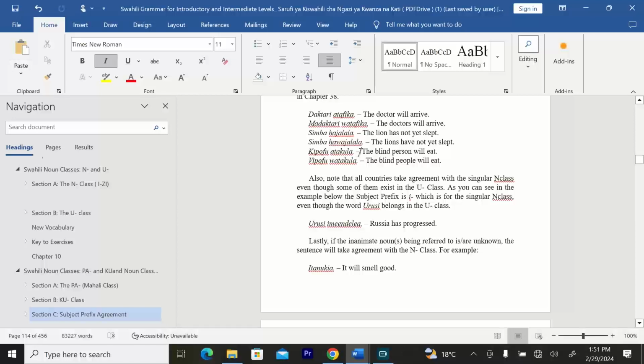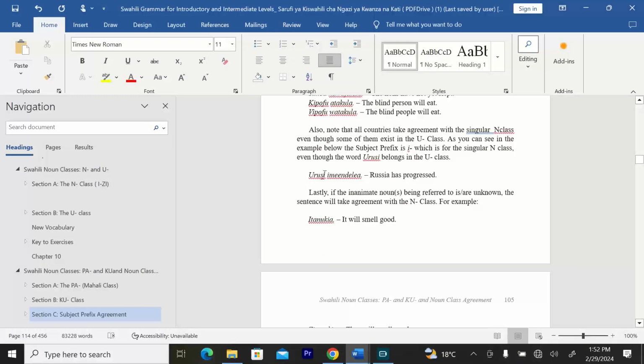Kipofu atakula, which means the blind person will eat. And vipofu watakula, which is plural, the blind people will eat. Also note that all countries take agreement with the singular N class or I class, even though some of them exist in the U class. As you can see in the example below, the subject prefix i is for the singular N class, even though the word Urusi belongs to the U class. Urusi imeendelea. Russia has progressed.